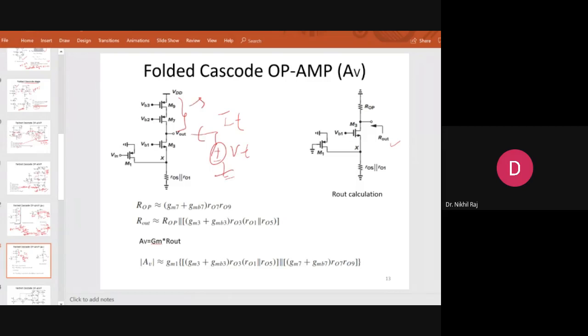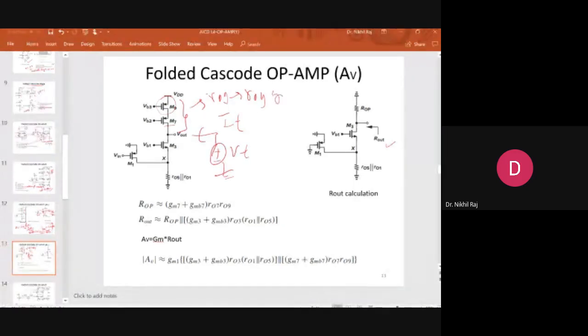Now I know cascode means this is the transistor which is being shielded by M7. This means RO9 will be boosted by RO9 into the intrinsic gain of M7. Intrinsic gain means GM7 into RO7. So your ROP will be GM7 into RO7 times RO9, which is boosted up. However, if body transconductance is included, then GMB will also come into the picture. So this is the effective resistance seen by this particular part, that is ROP, and this part is modeled here by ROP.